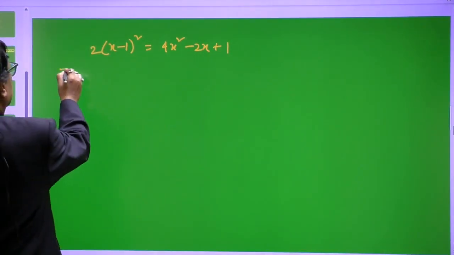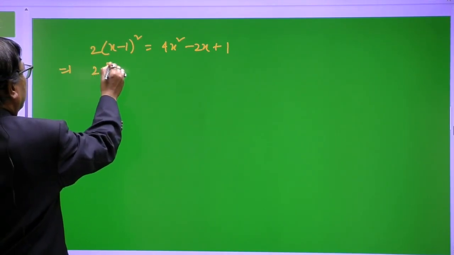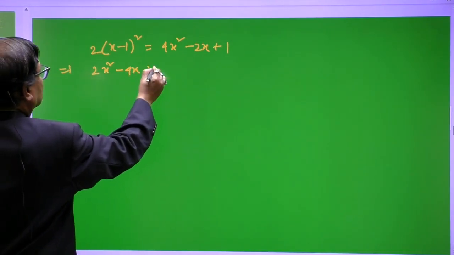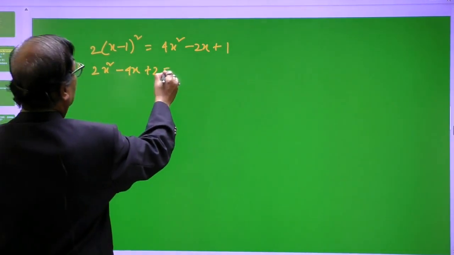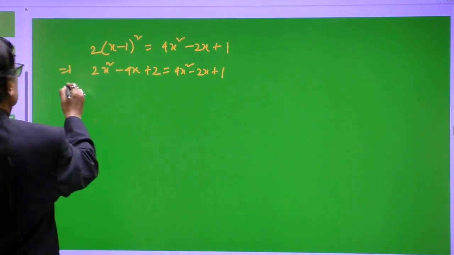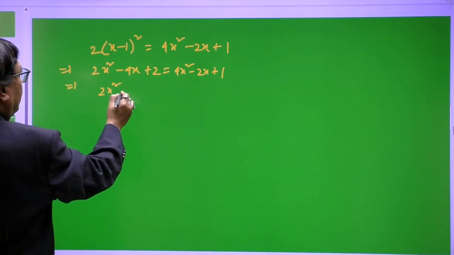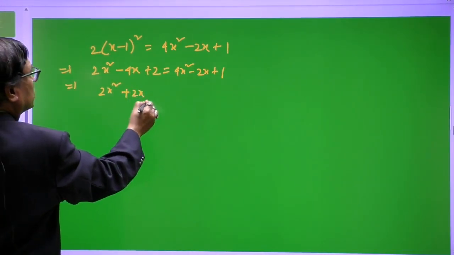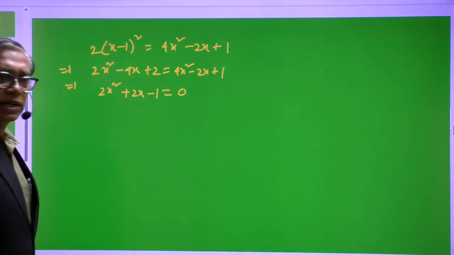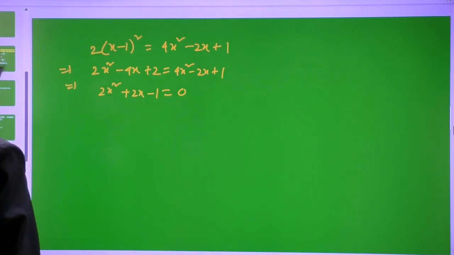If you simplify, 2x square minus 4x plus 2 equals 4x square minus 2x plus 1. So this implies 2x square plus 2x minus 1 equals 0. Obviously it is a quadratic equation. So that means the first option is not correct.